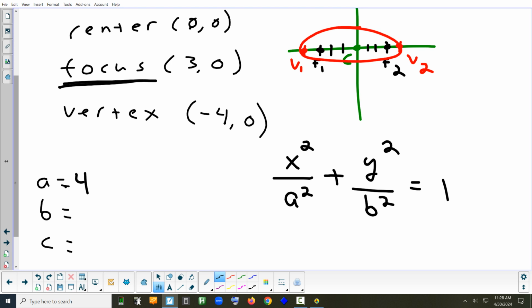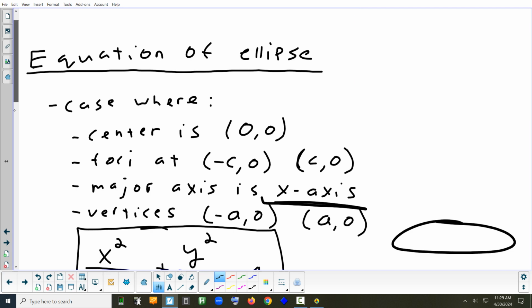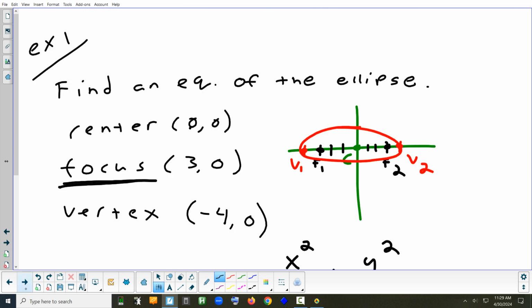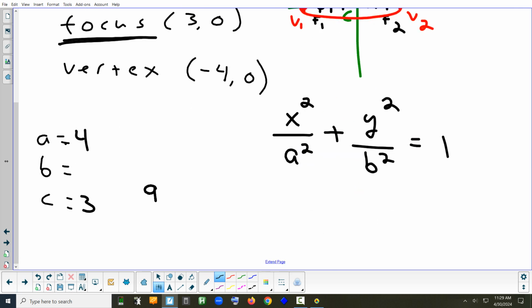c is center to focus. Yeah, we know that. The distance from the center to focus is 3. So what's the formula we can use? It's kind of like the Pythagorean theorem. It's not, but it looks kind of like that. So we have to use that c squared equals a squared minus b squared. 3 squared is equal to 4 squared minus b squared.